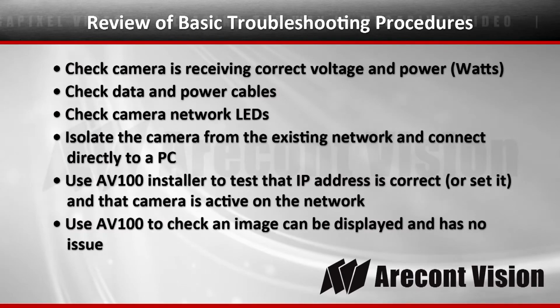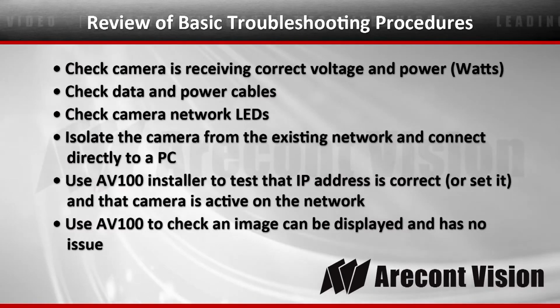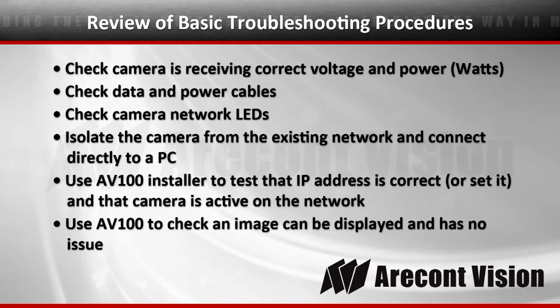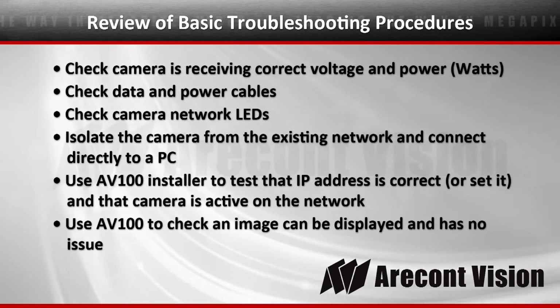So here's a review of the basic troubleshooting procedures. Check the camera's receiving the correct voltage and power. Check the data cables. Check the camera's network LEDs. Isolate the camera from the network and use the AV100 to test the IP address and check the image.